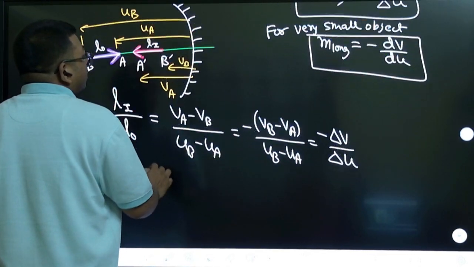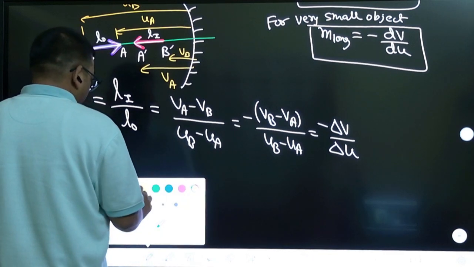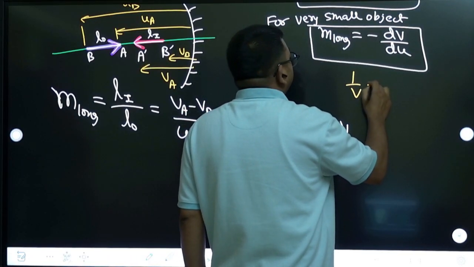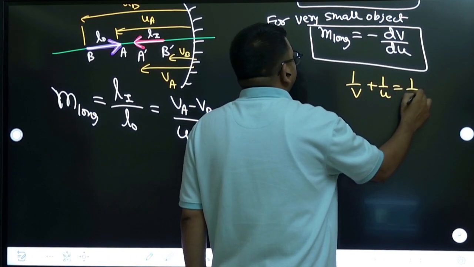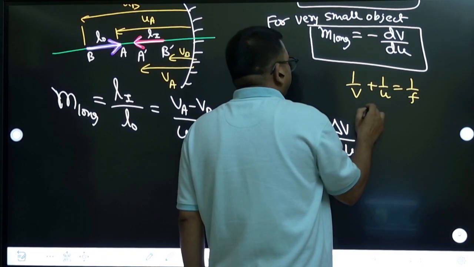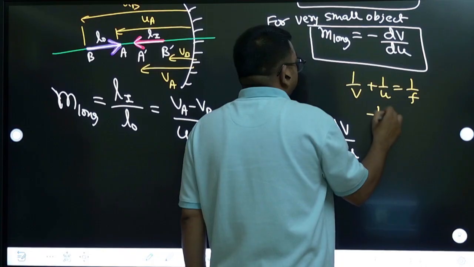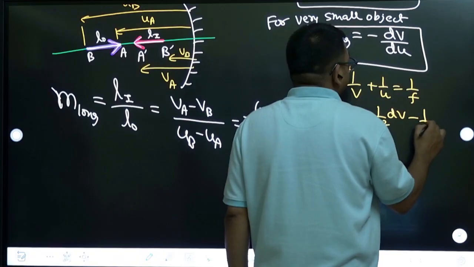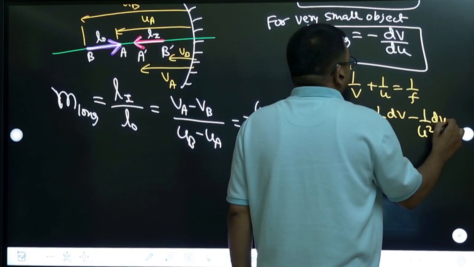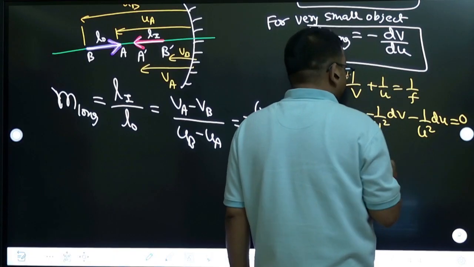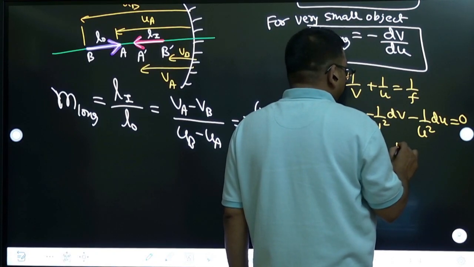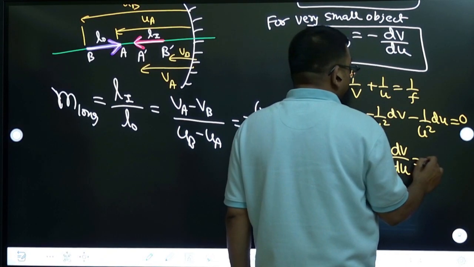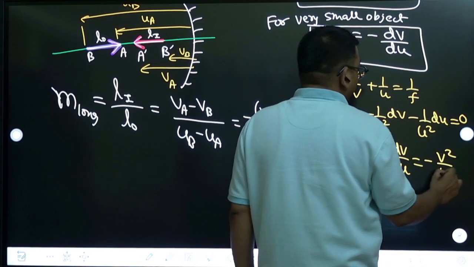So, if I write 1 by v plus 1 by u is 1 by f, and if I differentiate, 1 by v differentiation is minus 1 by v square dv. Differentiation of 1 by u is minus 1 by u square du. Focal length is constant, so that differentiation becomes 0. So from here dv by du comes as minus v square by u square.